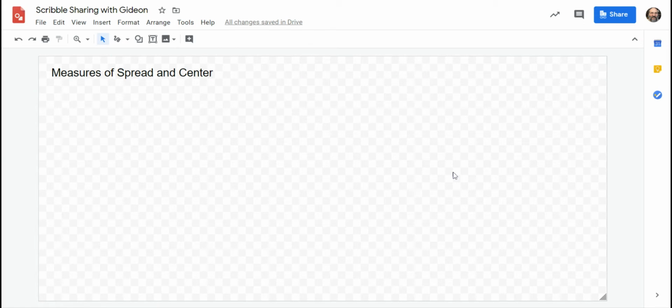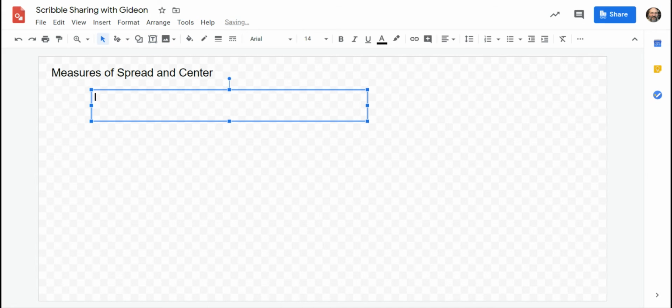Let's talk about measures of spread and measures of center for two major kinds of data. The two major kinds of data we'll talk about are the quartile data, that's the stuff that's represented with the box plots, and also the histogram data.